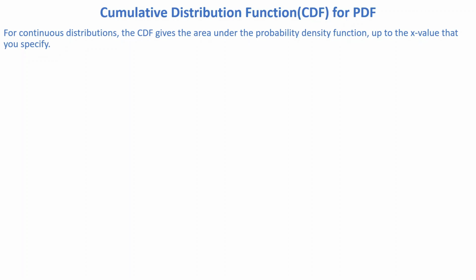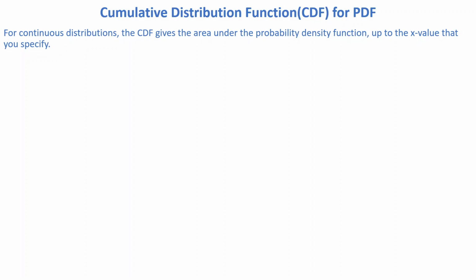Hello everyone. Today we are going to discuss the cumulative distribution function for the probability density function. In the last video we discussed the cumulative distribution function for the probability mass function, which is used for the discrete random variable, and today we are going to discuss the cumulative distribution function for the PDF. PDF means probability density function, which we use for the continuous random variable.